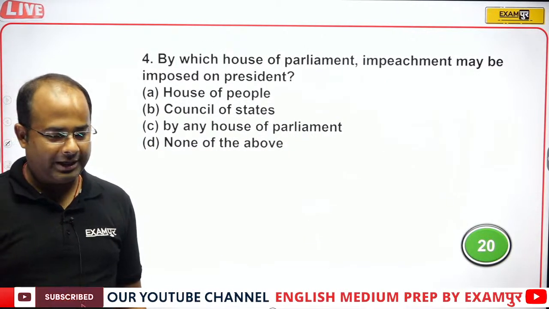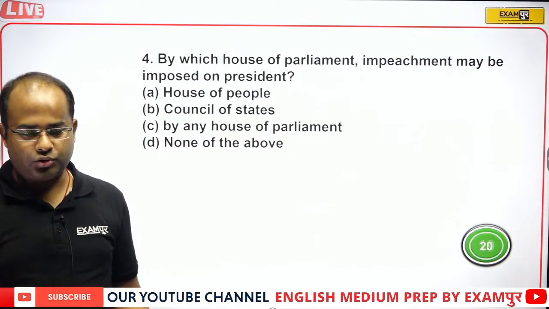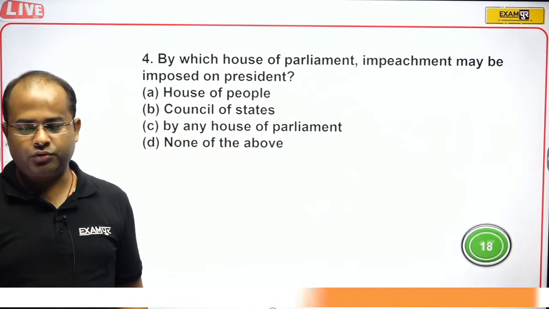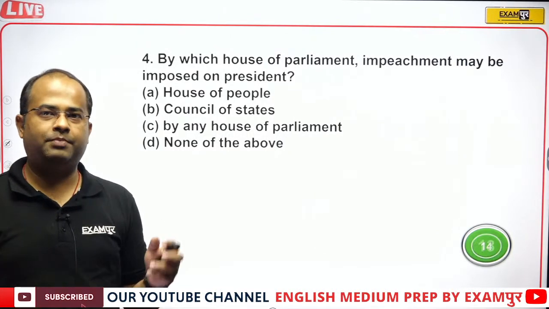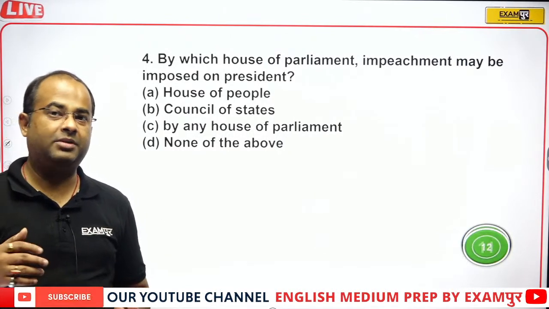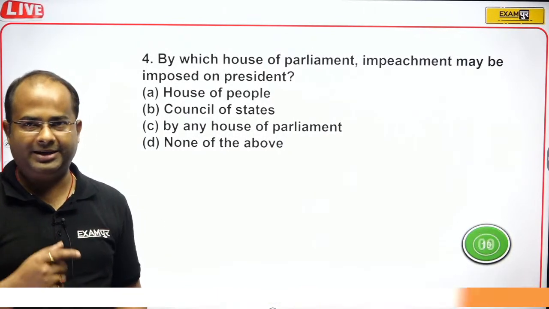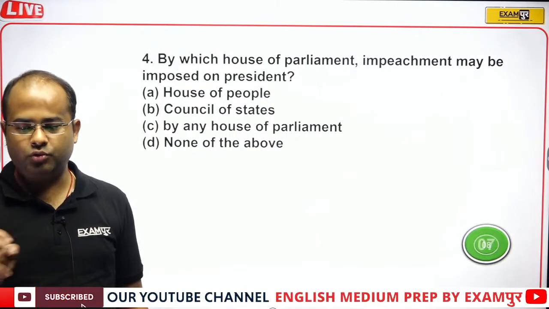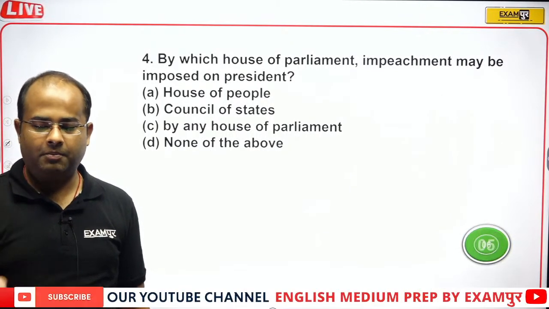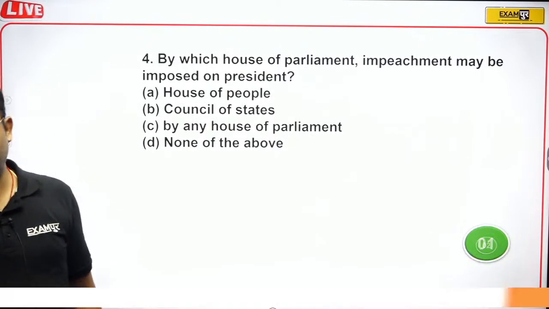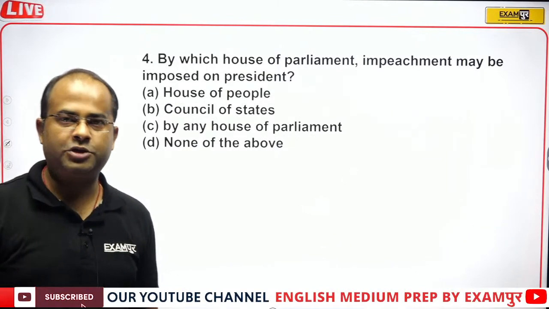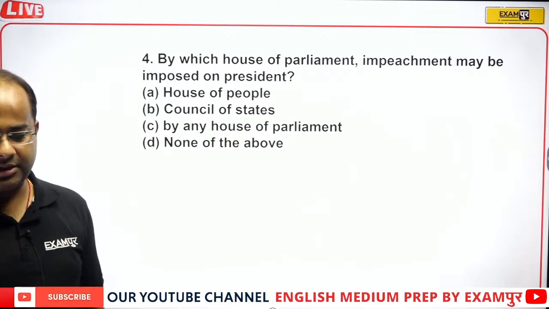Now come to the next question. By which house of the parliament may impeachment be imposed on the president? So the impeachment process against the president can be started in which house of the parliament? That is the question. Is it House of People, Council of State, by any house of the parliament, or none of the above? So in which house of the parliament may impeachment be imposed on the President of India?